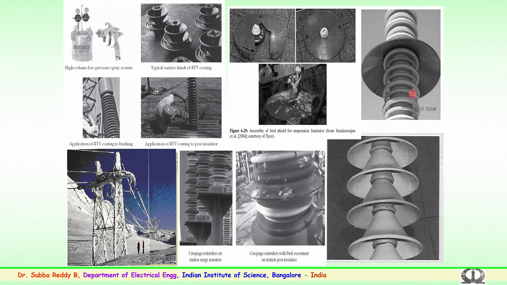Again, this is for a substation post insulator, which has a creepage extender, to try to see that flashover does not happen even if the surface becomes contaminated. This will help partially to see that flashover does not happen. And some designs have also been tried out. This one is without the petticoats, where the contaminants do not settle over a period of time. So, such designs have also been tried for better performance in the field.